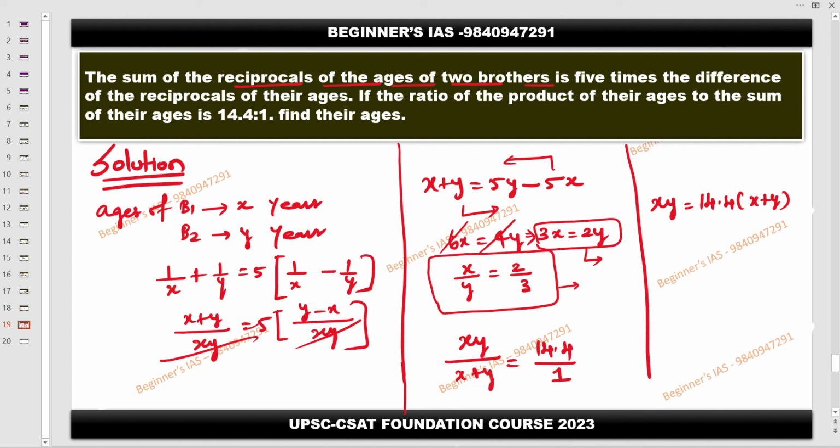So the ratio is 2 is to 3. So 2x into 3x by 2x plus 3x would be 14.4 by 1. Okay, so then it becomes a little easy, sir. So x by y, that ratio is 2 by 3. So the product of 2x and 3x by the sum of 2x and 3x would be 14.4 by 1.